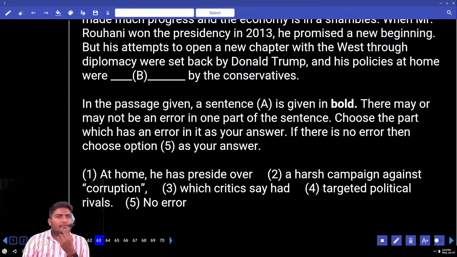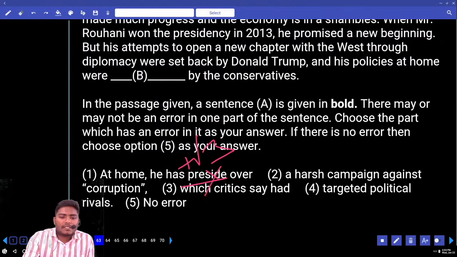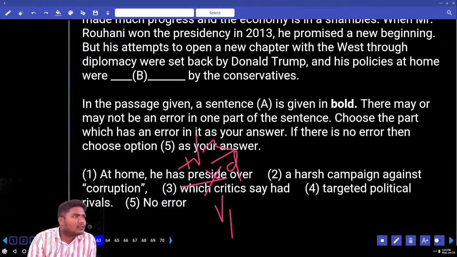What is your answer? What is that? First option. And why? As is followed by V3. Preside is V1. Change it into presided. That's it. That's your answer. How many of you got this answer? Only a few.